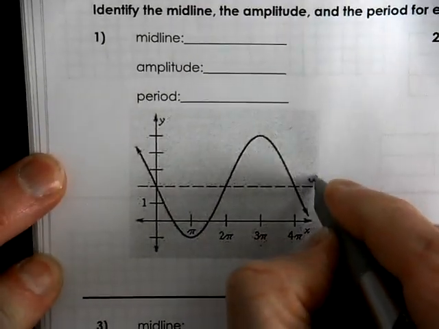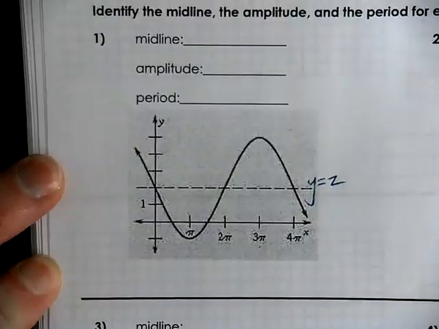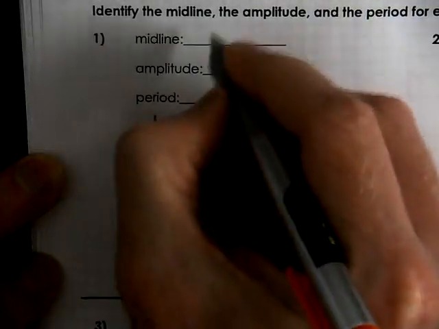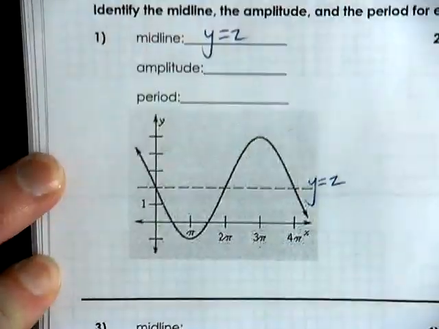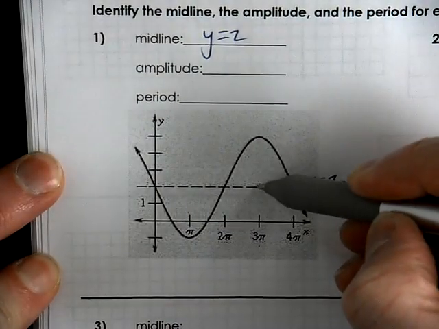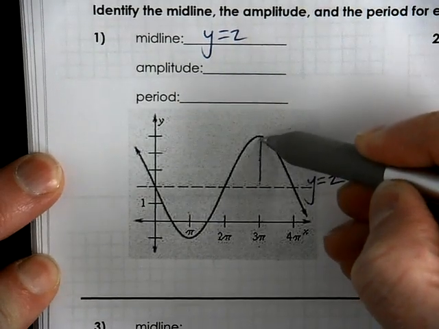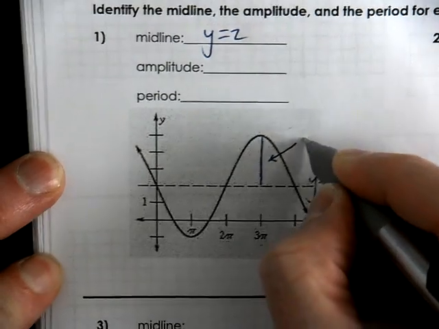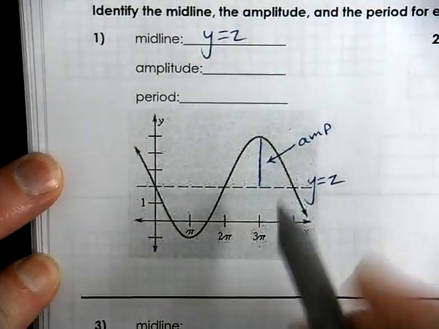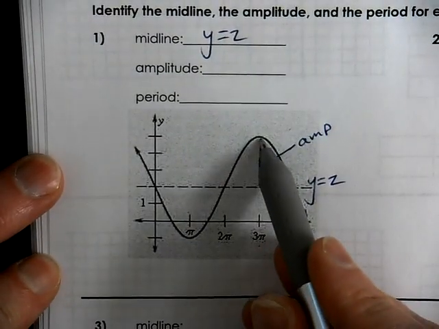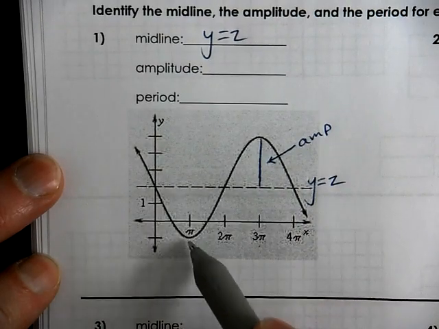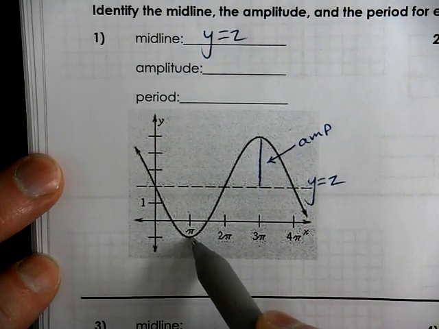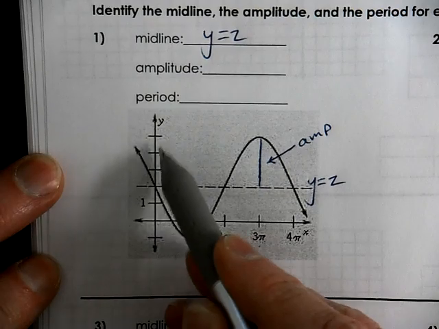Our midline is at y equals 2. Our amplitude is a distance from the midline to the maximum or the midline to the minimum. So that's 1, 2, 3.